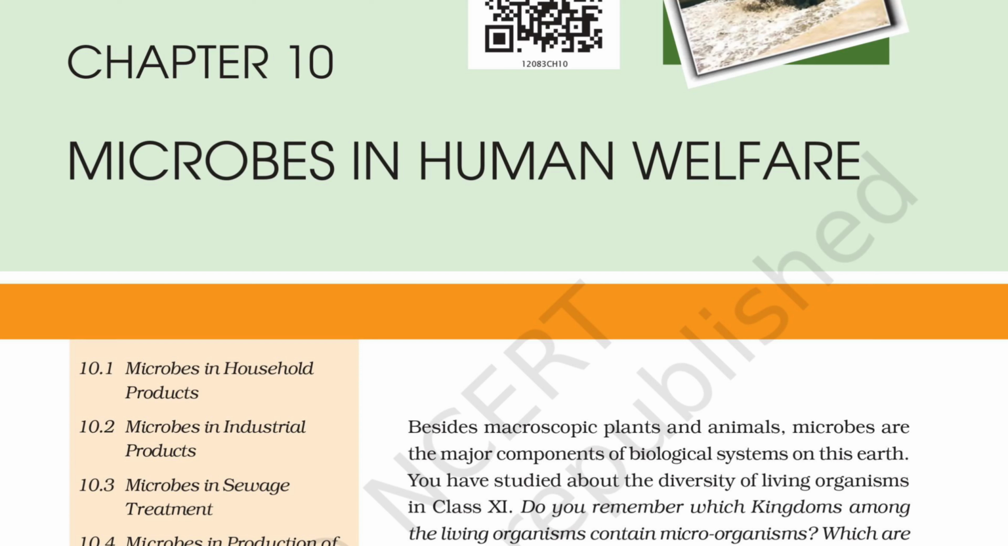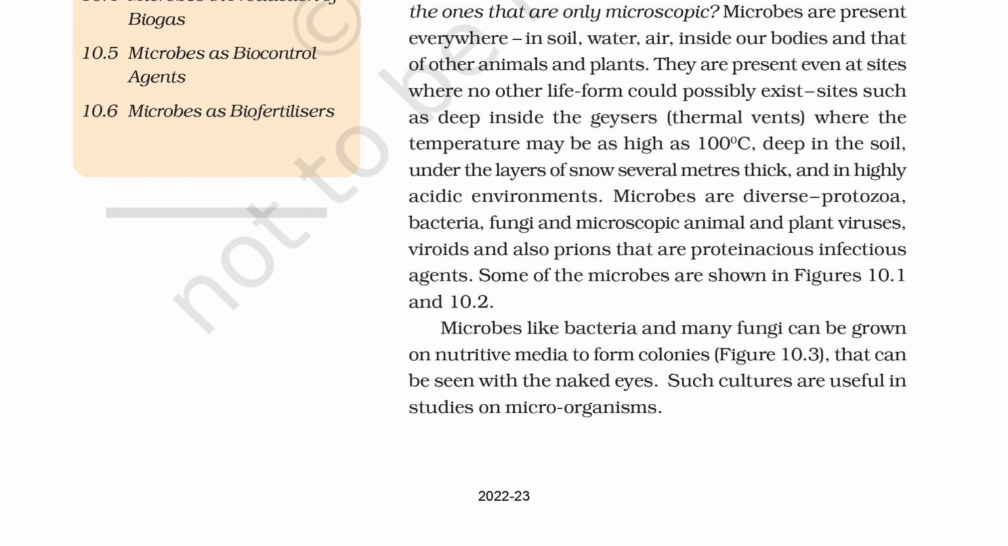Chapter 10. Microbes in Human Welfare. Besides macroscopic plants and animals, microbes are the major components of biological systems on this earth. You have studied about the diversity of living organisms in class 11th. Do you remember which kingdoms among the living organisms contain microorganisms? Which are the ones that are only microscopic?